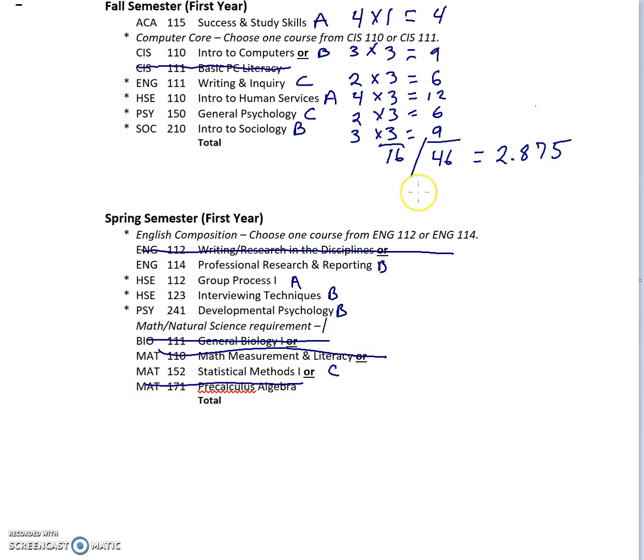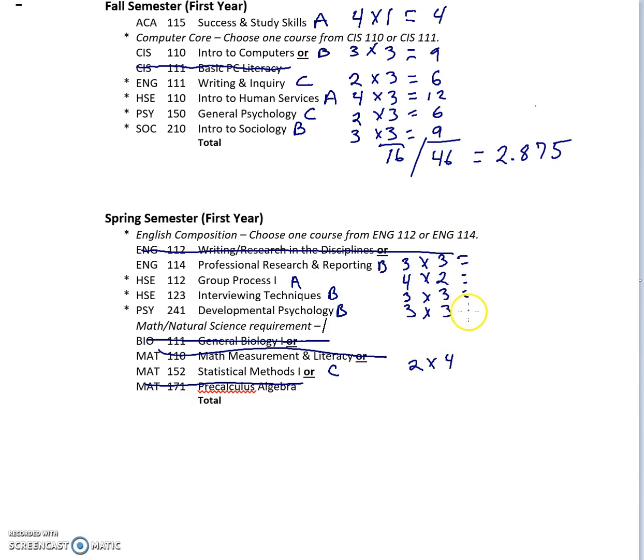We will follow the same format as we did in the first example. Determine the quality points, and then multiply by credit hours. English 114 has 3 credit hours. Group process has 2 credit hours. Interviewing techniques has 3 credit hours. Developmental psychology has 3 credit hours. And statistical methods 1 has 4 credit hours.